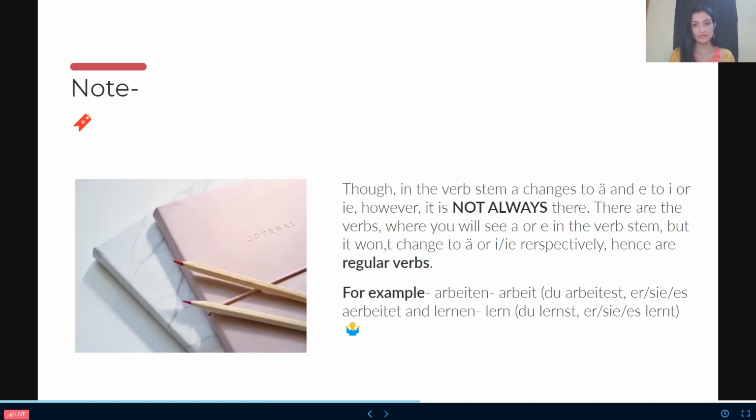Okay, and lernen. Lernen is to learn. After removing en from the end, lern is remaining, which is the verb stem. Here E has no change to I or IE. Du and er/sie/es, so they are regular. Du lernst, you are learning. Er lernt, he, she, or it is learning. So I hope it's clear to you all.